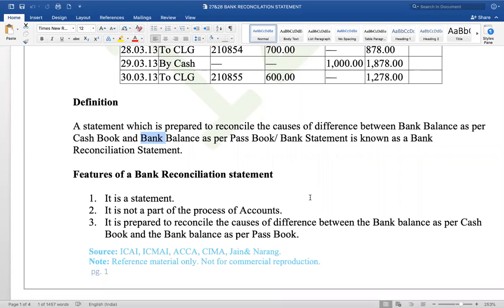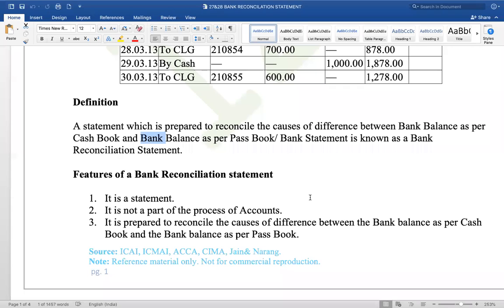And it is not part of the accounting process. You don't deal with debit and credit in this chapter. Till now you are confused with the debit and credit. Now maybe for 2-3 classes we will not be using debit and credit. Debit that, credit this, we will not be using, but it is a statement. So accounting process is not carried on here.